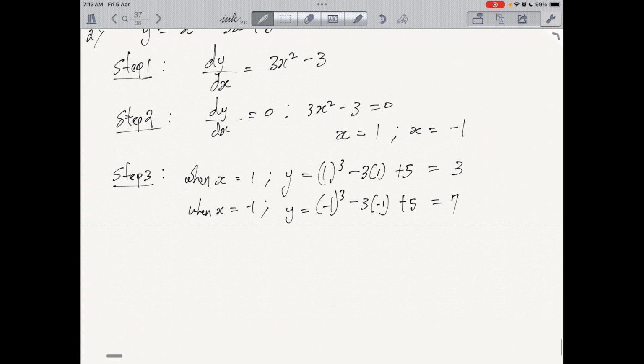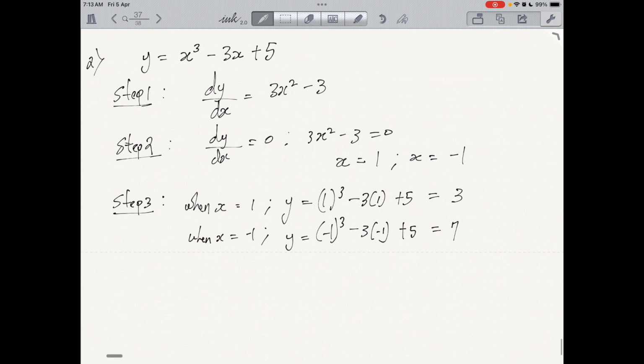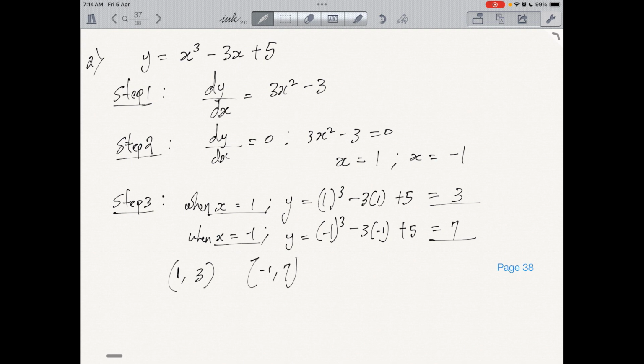Now with this, we have gotten the two coordinates of the turning point. When x is equal to 1, y is equal to 3, so we have (1, 3). When x is equal to minus 1 and y is equal to 7, we have (-1, 7). So these two are the coordinates of the turning point.